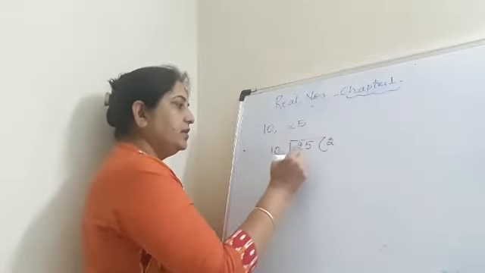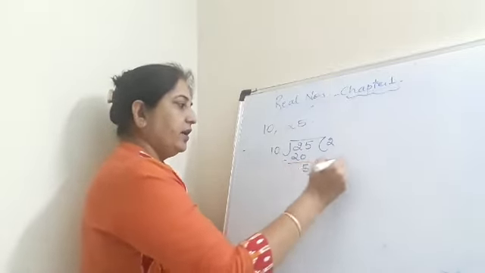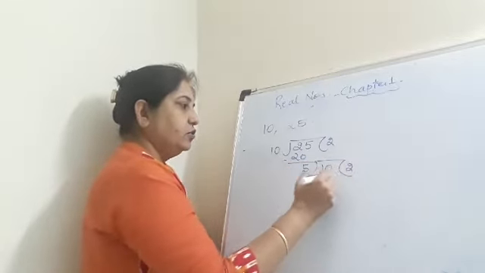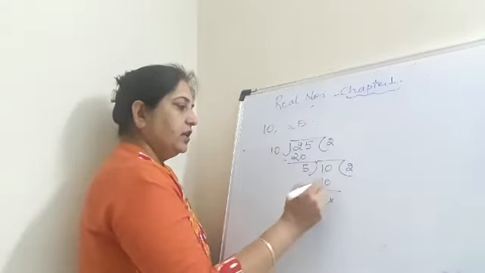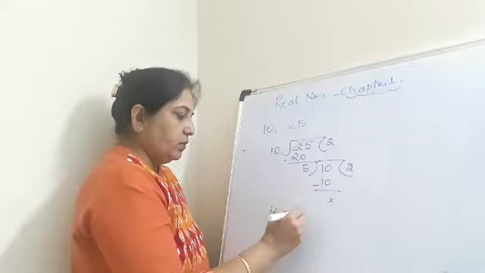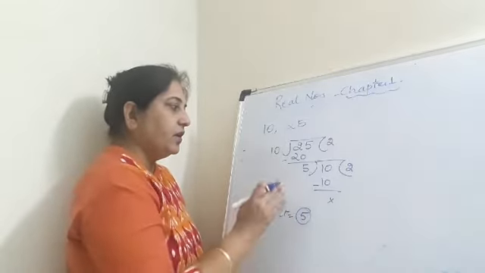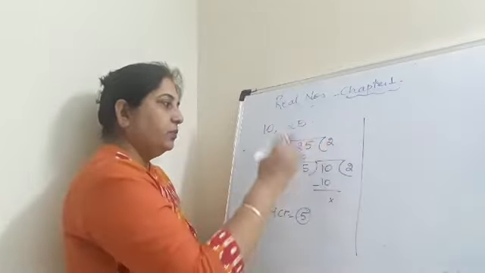10 2s are 25. So we have to continue now. Here I'll write 10. 5 2s are 10. Since I have got 0 here, I will stop and I will write HCF is equal to 5. HCF of 10 and 25 is 5.